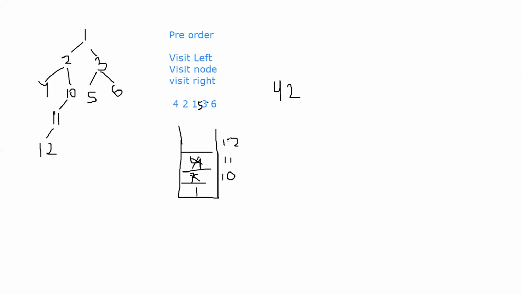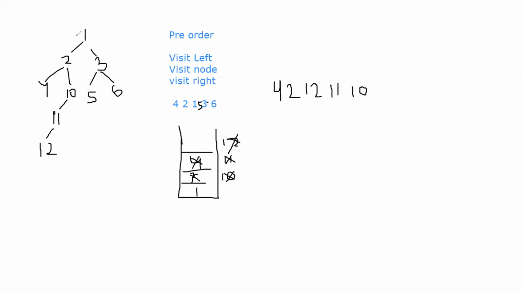Then I could have removed 12 from my stack and put it in my answer list. And after that, the top element will become 11. 11 does not have a right, so 11 can also come. And then 10 does not have a right. 10 will come in, but it does not have a right. We don't need to do anything.